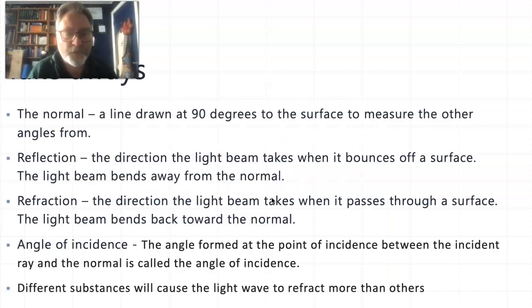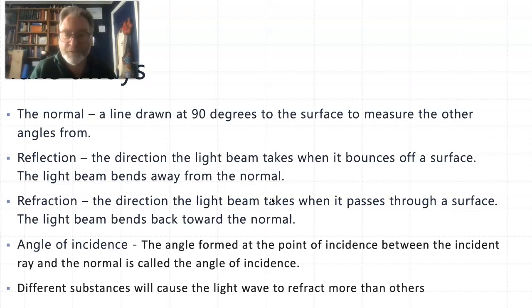So the takeaways, the important bits and pieces that you need to know from all this stuff. One, the normal is just a line drawn at 90 degrees to the surface to measure the other angles from or against. Reflection, the direction the light beam takes when it bounces off the surface. The light beam bends away from the normal, and it'll be the same angle as the incoming light, the incident ray. Refraction, the direction the light beam takes when it passes through a surface. So the light beam bends back toward the normal. The angle of incidence, the angle formed at the point of incidence between the incident ray and the normal, is called this angle of incidence.